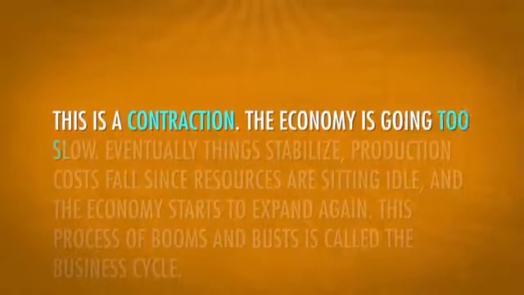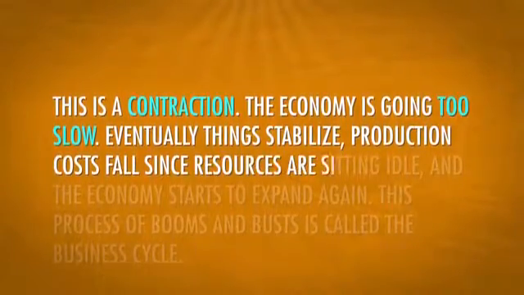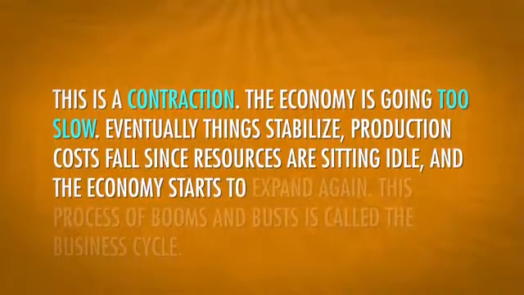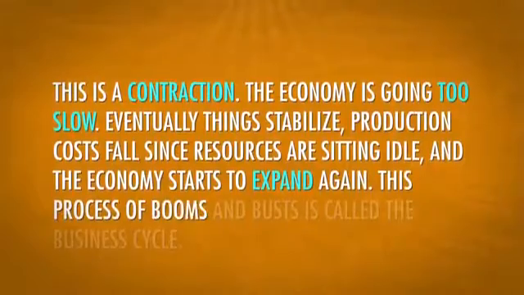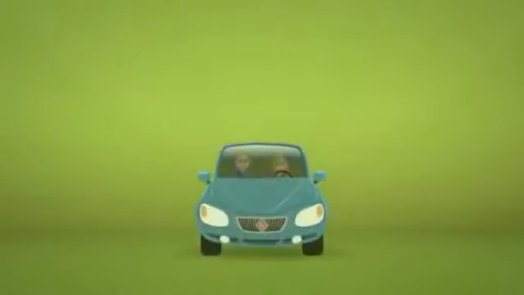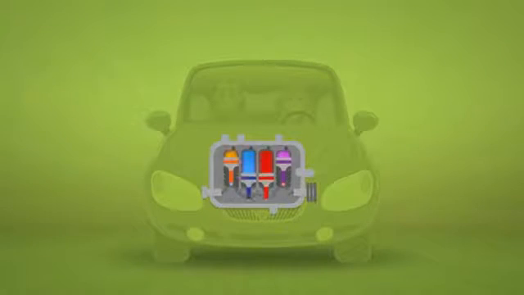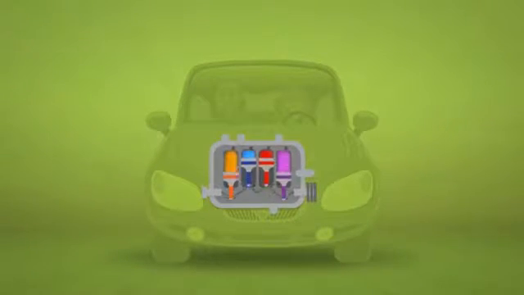The economy is going too slow. Eventually, things stabilize. Production costs fall since resources are sitting idle and the economy starts to expand again. This process of booms and busts is called the business cycle. To understand why these fluctuations might occur, let's take this car analogy just a little further and look at the engine. Much like the four-cylinder engine that powers the Volkswagen of growth, an economy has four components that make up GDP.